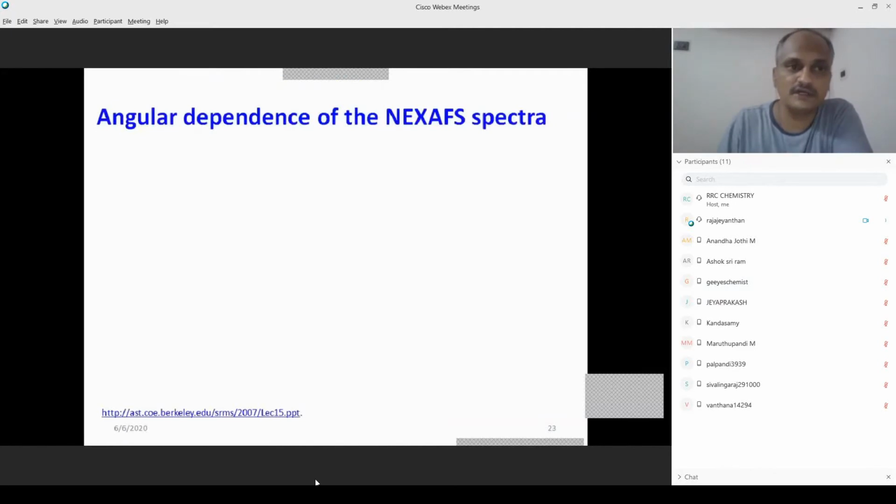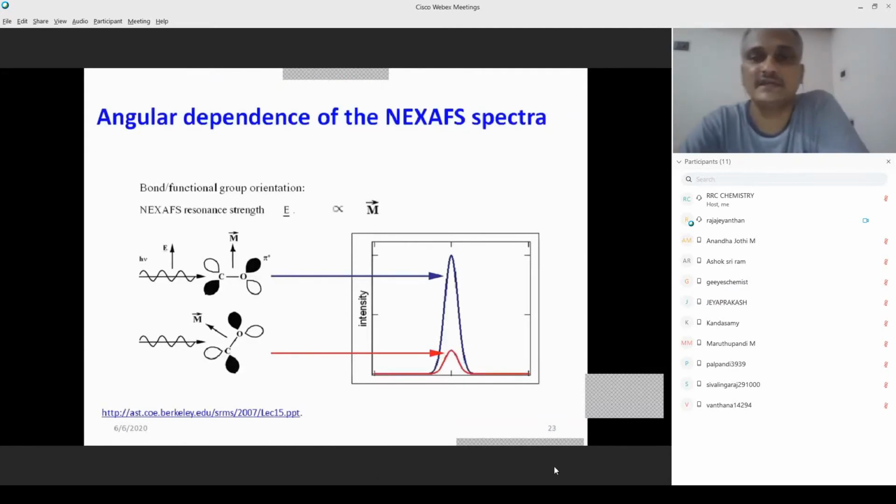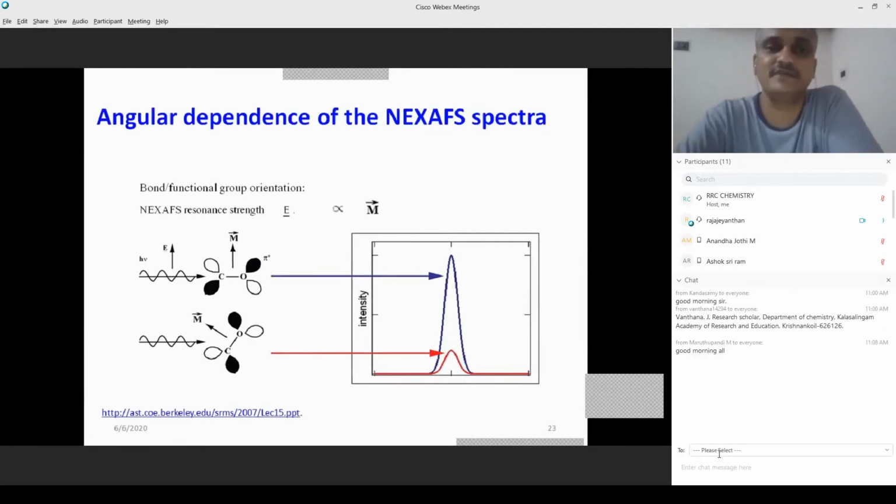And the next one is called angular dependence X-ray NEXAFS spectroscopy. What does it mean? We know that due to the plane polarization, the X-rays have an electric field vector. For example, if you take a carbon monoxide molecule that is adsorbed on a surface, there are two kinds of orientation. One is it can lie parallel, flat to the surface, and another one is it can lie perpendicular to the surface.